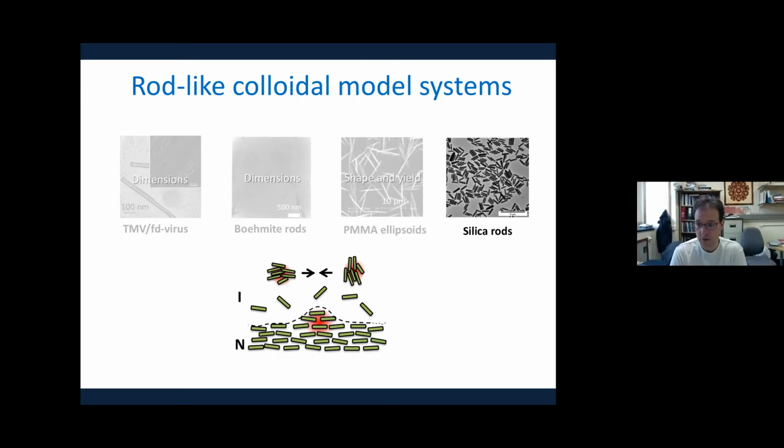Then you've got the silica system, which was introduced in Utrecht, and those do very nice things, but the problem is that silica is very heavy. So delta rho is very, very big, and because the mass density is large, gravity plays a strong role, and ideally we want to be closer to density matching and be able to control this.